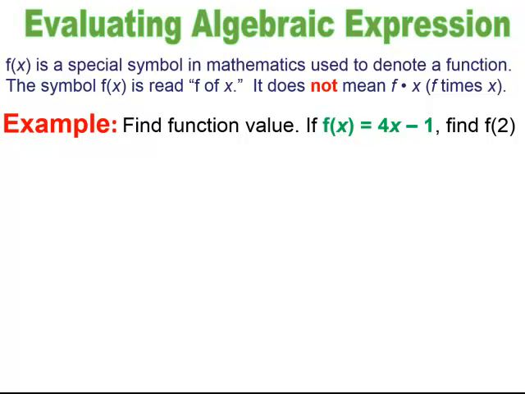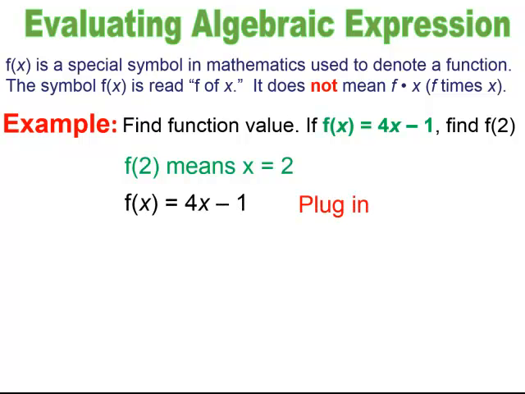So when you have function notation and you have f of some number, it's asking you to evaluate the function expression with that number in it. So f of 2 means that x equals 2. I'm going to take 2 and plug it into the x. And then I'm going to evaluate.